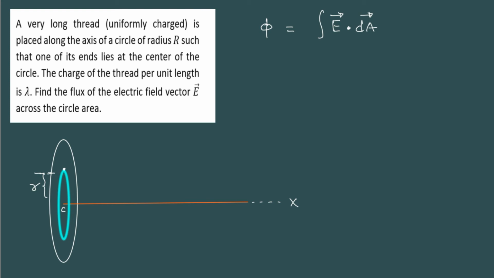Another thing that we need to understand is, if I take a point P in the plane of the circle and calculate the electric field at that point, I need the electric field which is perpendicular to the area. So I need only the electric field which points either to the left or to the right. If I consider that the charge is positive, then I'm looking at the electric field pointing to the left. So any electric field vector which is in the plane of the ring, I can ignore it.